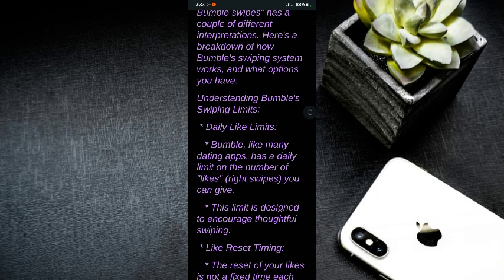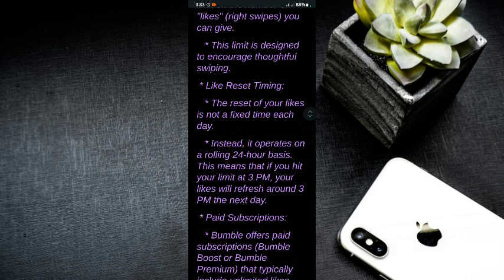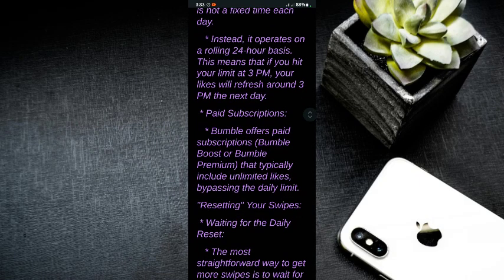Bumble, like many dating apps, has a daily limit on the number of likes or right swipes you can give. This limit is designed to encourage thoughtful swiping. The reset of your likes is not a fixed time each day. Instead, it operates on a rolling 24-hour basis. This means that if you hit your limit at 3 p.m., your likes will refresh around 3 p.m. the next day. Bumble offers paid subscriptions like Bumble Boost or Bumble Premium that typically include unlimited likes, bypassing the daily limit.